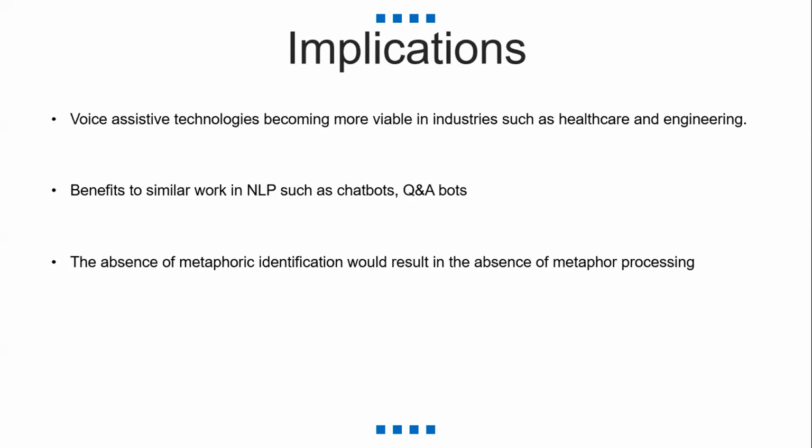So what does this mean for the average person? Voice-assisted technologies become more viable in industries such as healthcare. For example, if a patient were to use natural language to describe illness to a machine, it would be able to understand and give more accurate prescriptions. Thus, we would have a more accurate healthcare system. Talking to machines could become natural in our everyday lives. And then there are benefits to similar work such as chatbots and Q&A bots. The absence of metaphor identification would result in the absence of metaphor processing, which would result in ineffective natural language processing.